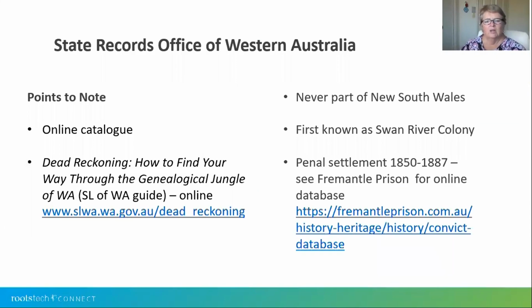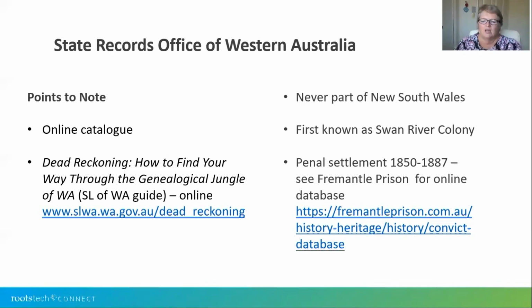Western Australia, it was never part of New South Wales. It was originally known as New Holland. First became the Swan River Colony and then Western Australia. They had trouble attracting immigrants and people to Western Australia because it was so remote. And so they brought in a penal settlement from 1850 to 1887, which also encouraged people to come out as prison guards and stay on with land grants and what have you.